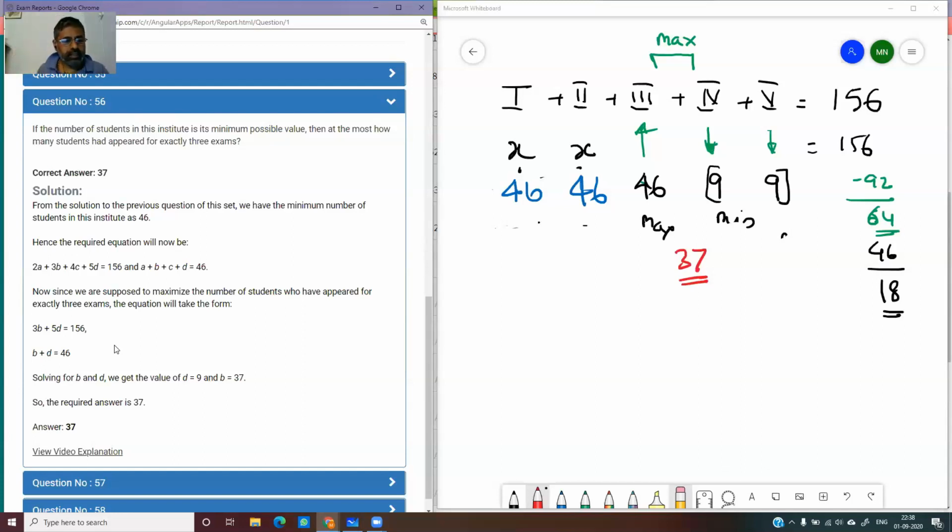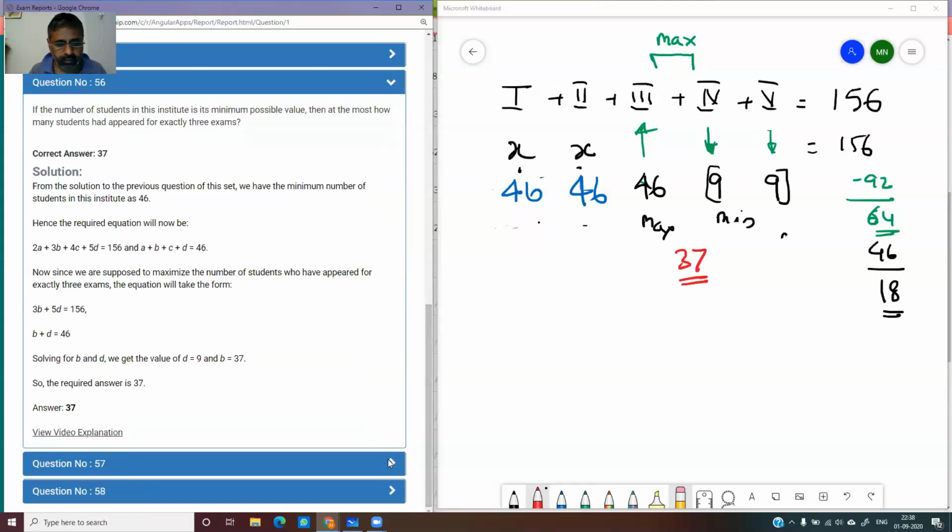Because you have A, B, C, and D, 46. Here you have 2A, 3B, 4C, and 5D is equal to 156. Why did you eliminate A? Why did you take A as 0 and why did you take C as 0? That is not easy to understand from this. That's all. I hope you understood what I'm trying to say.